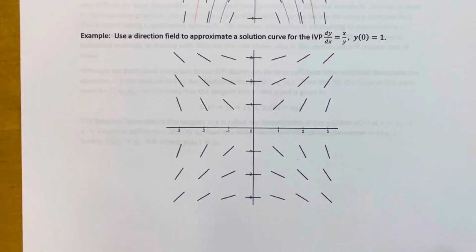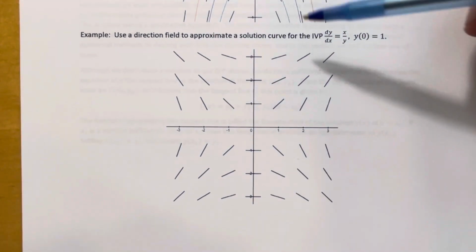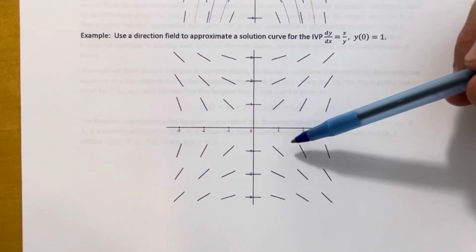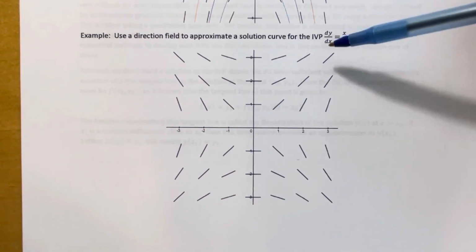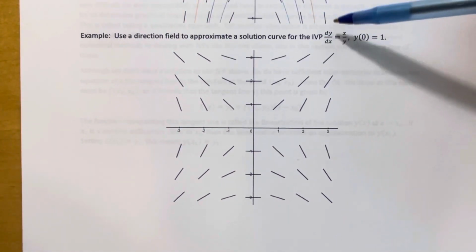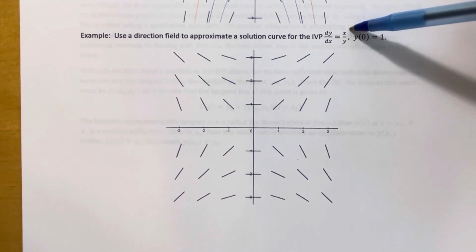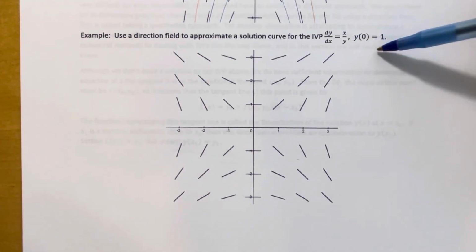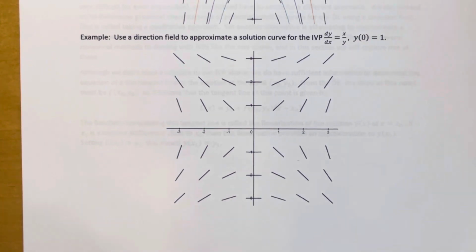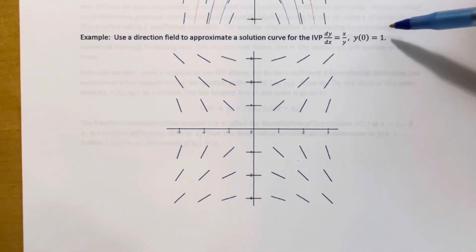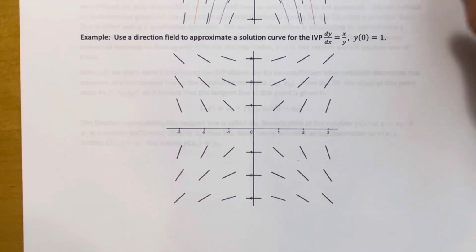All right, so here's another example. And this one, we're given another DE, and we're given the direction field for it. So this is from the differential equation, dy/dx equals x over y. But then we have this thing here, y(0) = 1, which is what we call an initial condition. I believe we talked about that in the previous section.